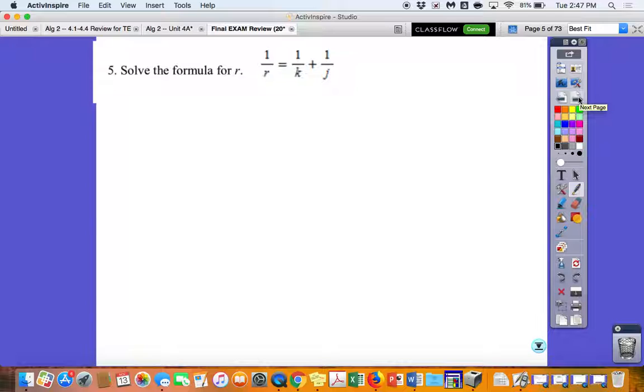Okay, so another one, solve the formula for R. Well, this harkens back to the other problem where we had rational functions. You've got to clear it of fractions. Multiply through by your common denominator, which is R, K, and J. Well, when you do that, and you multiply that times the first one, keep in mind this is over 1. The R's would cancel, and you would have the 1 from the top times the K and the J.